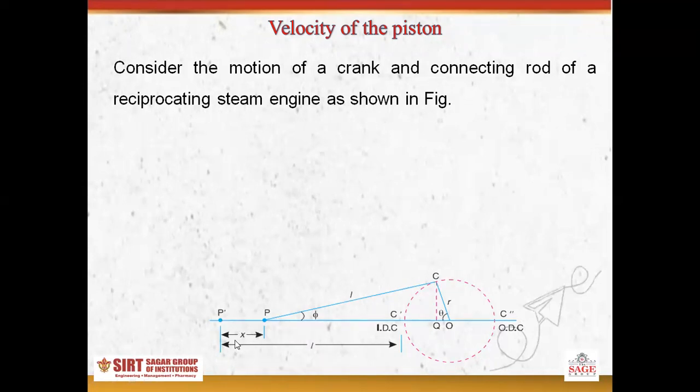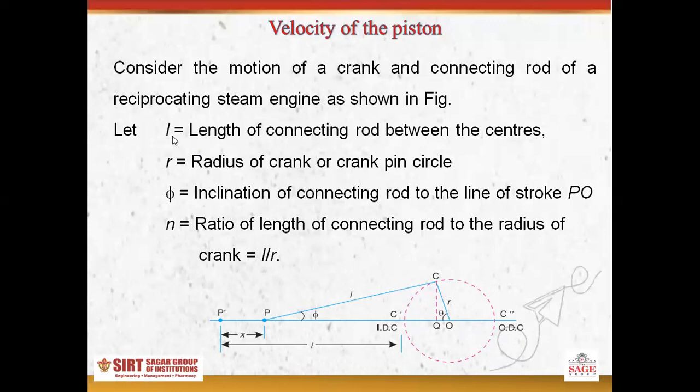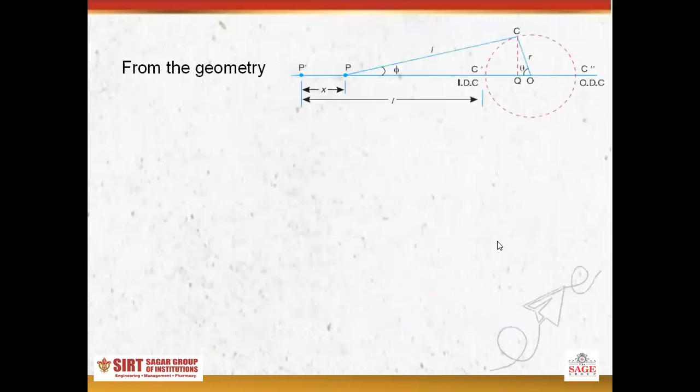So we have to find the velocity of the piston x in terms of L, the length of the connecting rod between the centers, and R, the radius of the crank or crank pin circle. Similarly, n is the ratio of the length of the connecting rod to the radius of the crank, that is L by R.